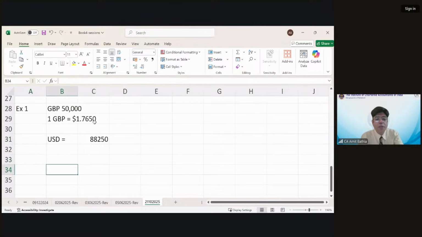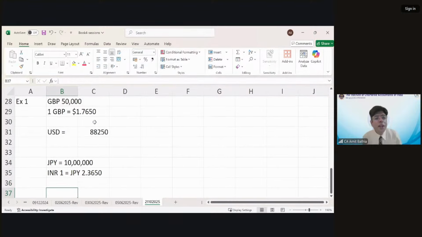Say, for example, if it is Japanese yen, say it is 10 lakhs or 1 million Japanese yen. Now, INR 1 is equal to Japanese yen 2.3650.